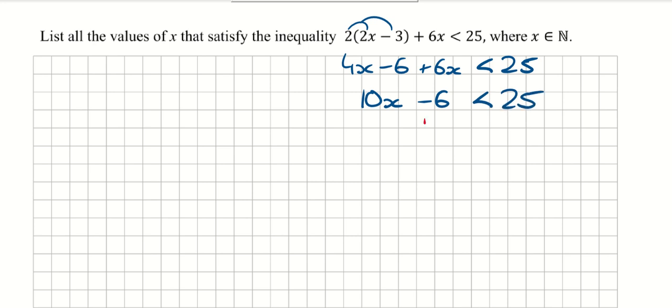And just treat it like a linear equation. Plus 6 to each side of the inequality. And you're going to get 10x is less than 31. Now, it's not an even divide, but that's okay.